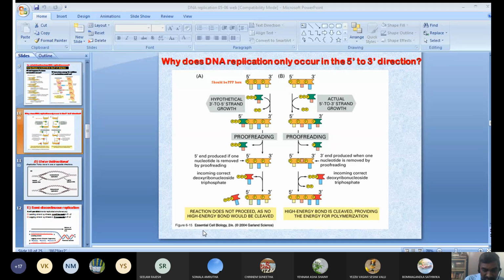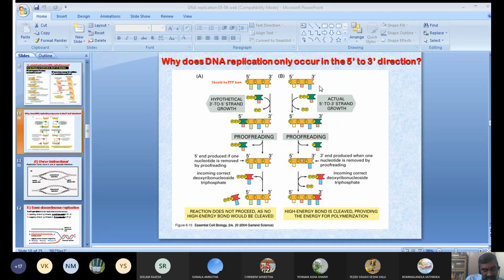The reaction does not proceed because no high energy bond would be cleaved. So there is no high energy bond cleavage. High energy bond cleavage means that the triphosphate is there, and the pyrophosphate will be removed. So here the high energy bond should be cleaved. That will happen in the case of the 5' to 3' direction, where the upcoming nucleotide will be added here.